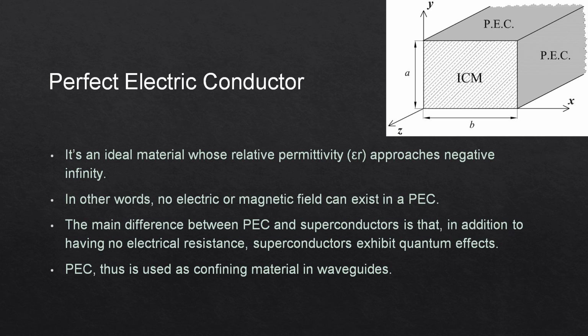A perfect electric conductor is an ideal material which has no electric and magnetic field inside it. Mathematically, its relative permittivity approaches negative infinity, hence no electric resistance. But superconductors also show zero electric resistance. So what is the difference between these two? The main difference between a PEC and a superconductor is that in addition to zero electrical resistance, superconductors also exhibit quantum effects.